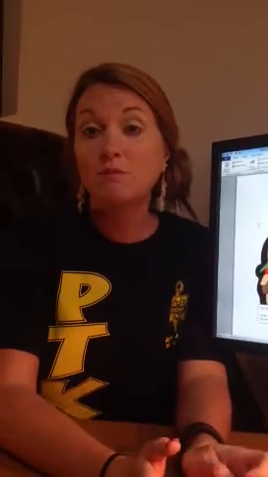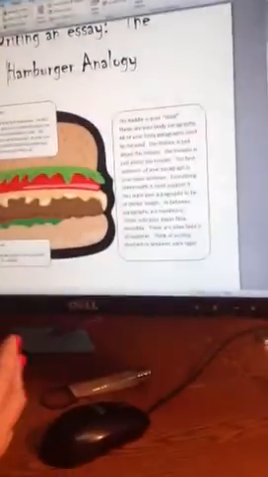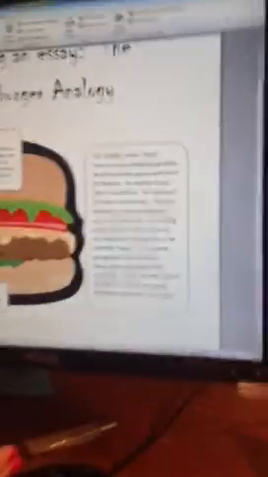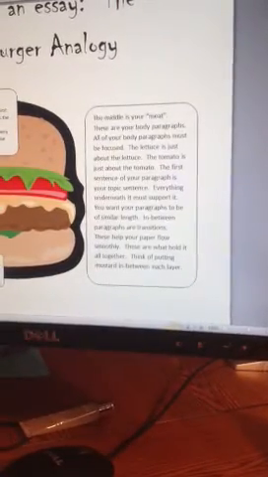A few things to keep in mind with your body paragraphs is that you want them to be of similar length. That doesn't mean you have to go through and count your words, but you want to make sure you devote about the same amount of time to each one. So now let's go over to my analogy here. The middle part is your meat. These are your body paragraphs. Just to reiterate, it says all of your body paragraphs must be focused.